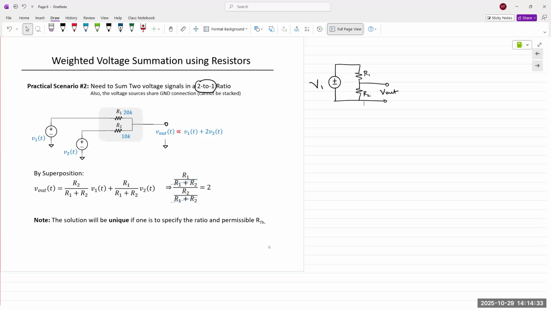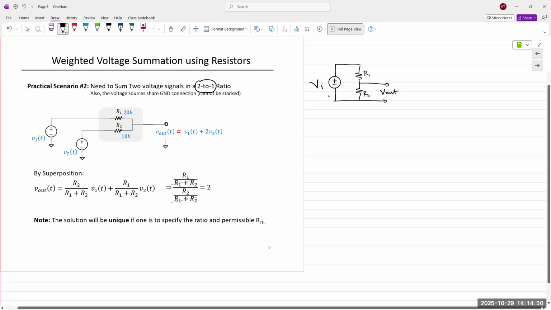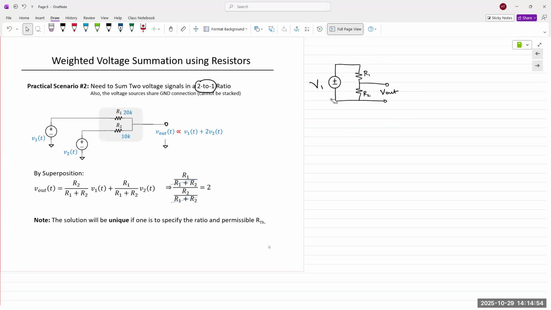If I were to solve this using superposition, in superposition I have one source operational at a time. So when V1 is on, V2 is off, V2 is replaced with a short circuit, meaning R2 gets connected to ground or the negative end of that supply. And so we get a circuit like this. In this case, V out is going to be V1 times R2 over R1 plus R2.